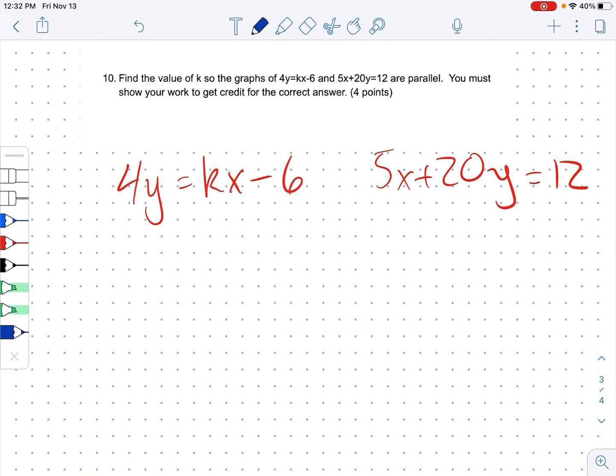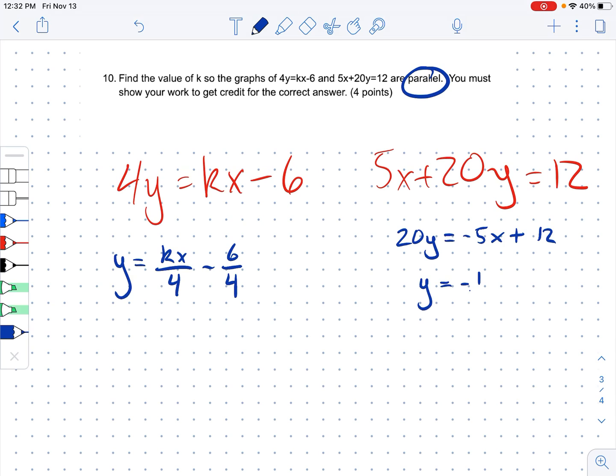Finally, we're asked to find the value of k, so the graphs of 4y equals kx minus 6 and 5x plus 20y equals 12 are parallel. First of all, let's get these into y equals mx plus b. I'll divide everything by 4. I know I want things to be parallel, so I'm going to focus on the slope. Now let's subtract 5x from both sides. Let's divide everything by 20. Notice I had negative 5 over 20, and that's how I got a negative 1/4.